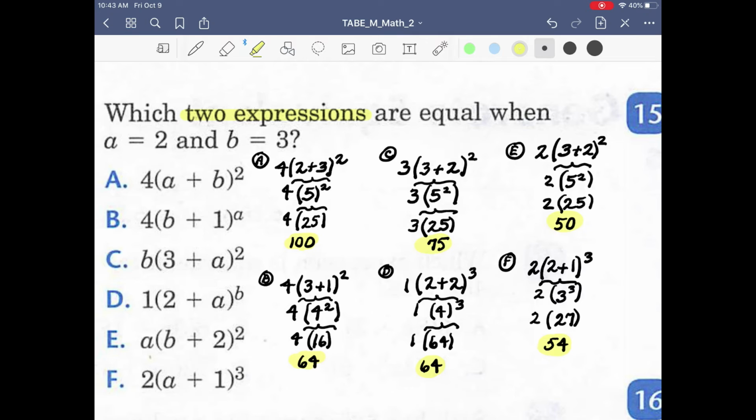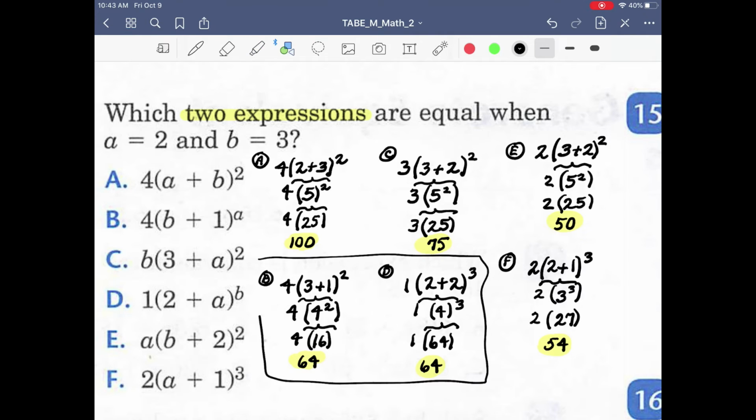So the two that are equal are right here. Those would be B and D. That is a lot of work, but you'll get there. If you plod on through, you will get to your answer.